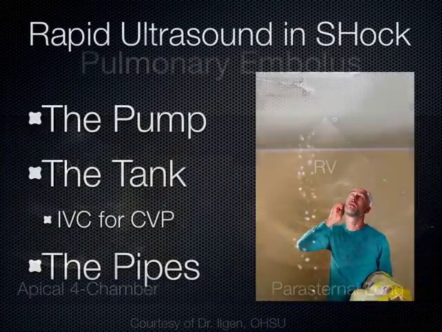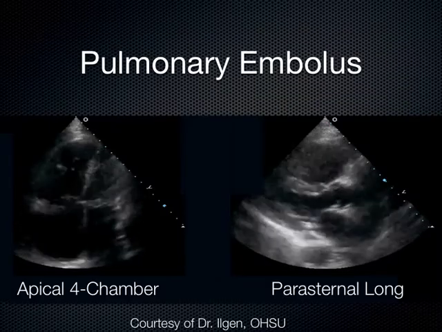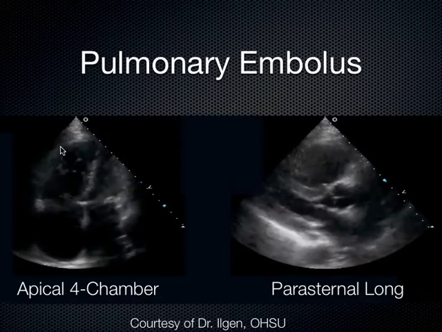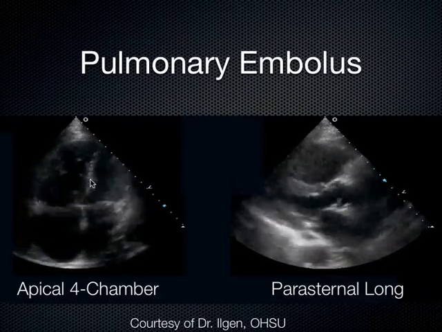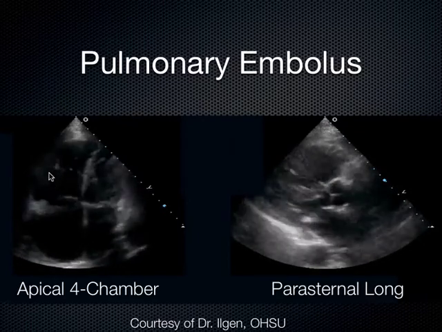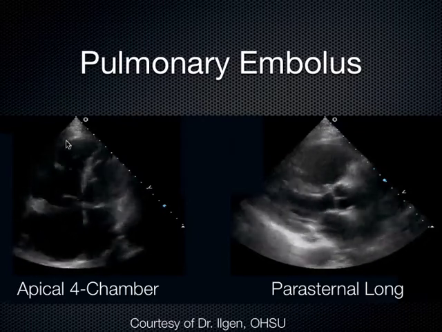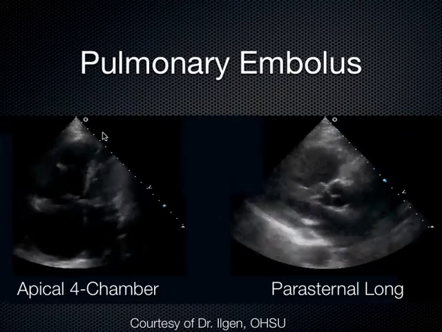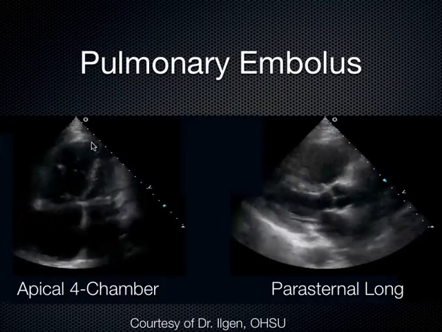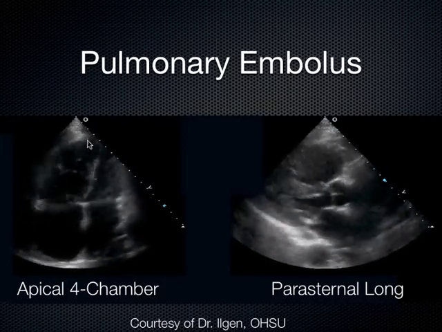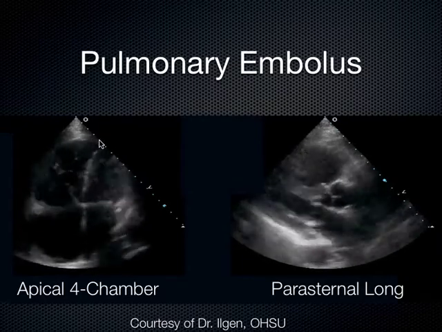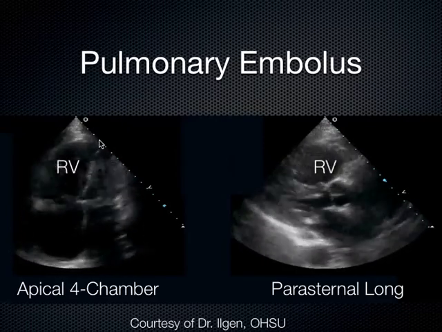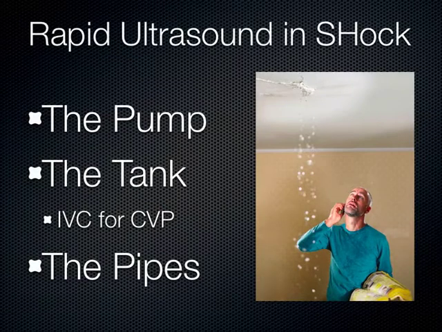Okay, now we talked about the pump. Yes? Yeah. So the McConnell sign, the right ventricular free wall, is standing there, not doing anything. But the apex is still doing its thing up here. Yeah, it's a cool example of that, actually. All right. Now, moving on.